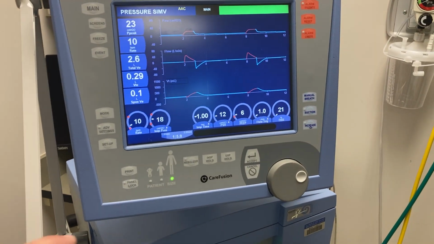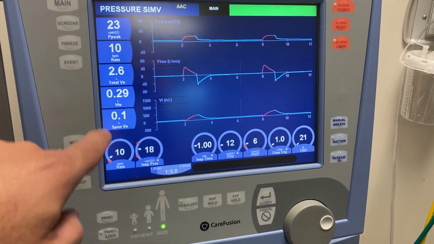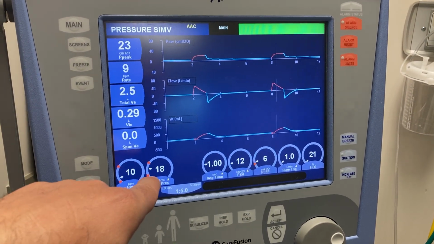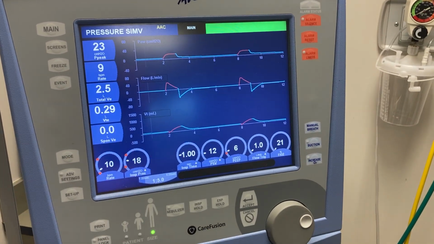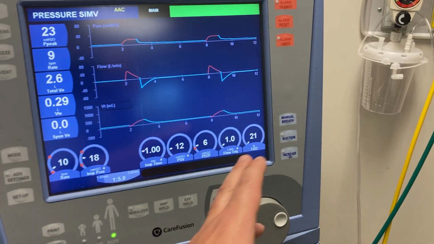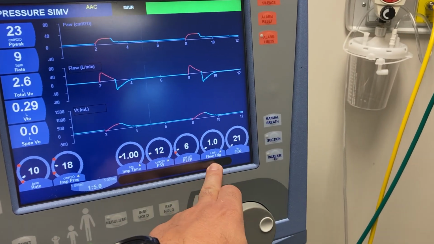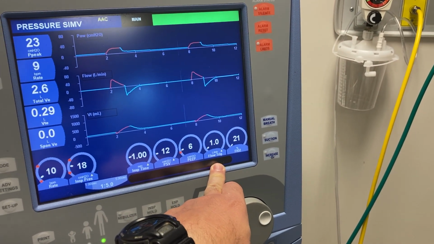In this mode of ventilation, every 6 seconds, this machine is going to fire a breath at 18 centimeters of water pressure plus what the PEEP is for this particular patient. It's also going to receive the FiO2 that we have there. We've also got the flow trigger. We've talked about that as well.